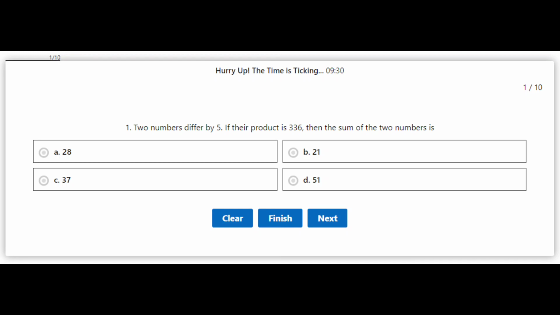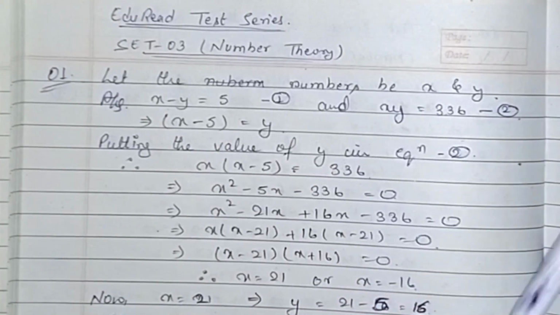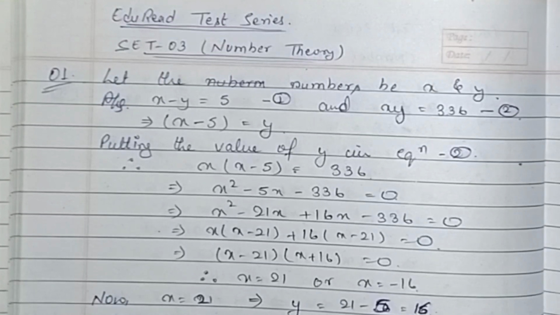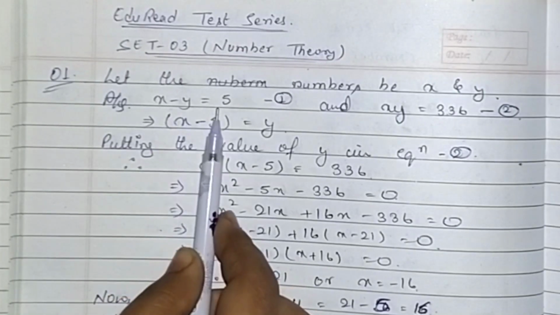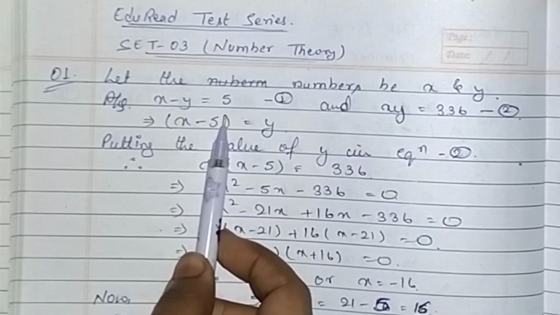To find the two numbers, we have to assume first that the numbers are x and y, or a, b, c, or whatever you want. But in our case, we have considered them as x and y. After that, our first condition given is two numbers differ by 5. That means we can form our first equation, which is x minus y is equal to 5, because the difference between the two numbers is 5.